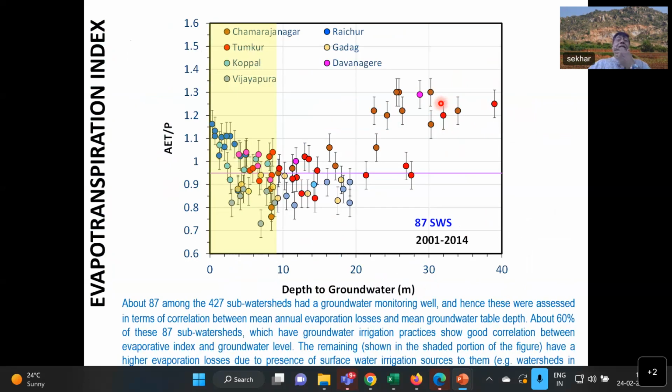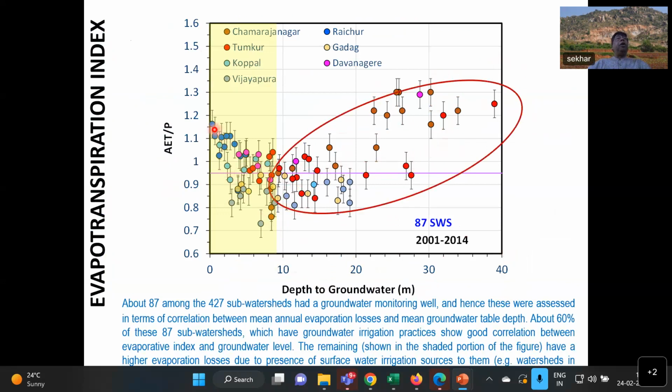We did an exercise over a 10-year period, taking this index and asking how my evapotranspiration is looking. You can see that in areas with lower evapotranspiration ratios, my groundwater level depth will be smaller. But as my evapotranspiration to precipitation ratio increases, my depth to groundwater level increases. These are several micro-watersheds where we have documented the groundwater level and compared.